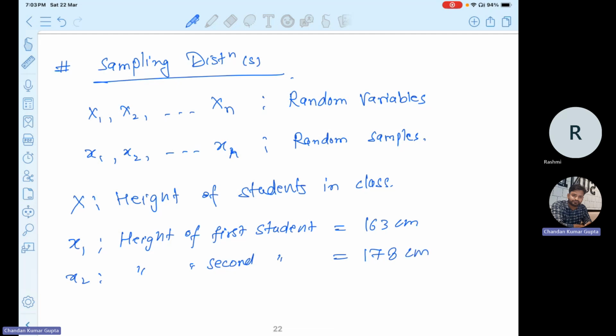We have sampled, or collected, some data from the class. And which type of data is that? The data is the height of the students. I'm not talking about weight or income or some other statistical characteristics. I'm talking about height only. So the random variable is the height of the student, and the small x1 value is the height of the first student, and that is a number actually: 163, 172. We have data, we have numbers only. So these are the random samples, and the capital one is the random variable.